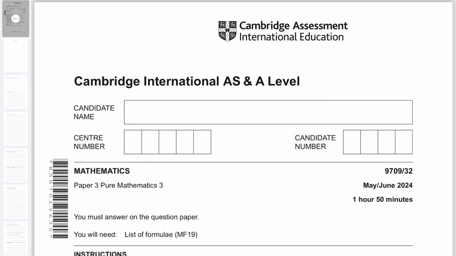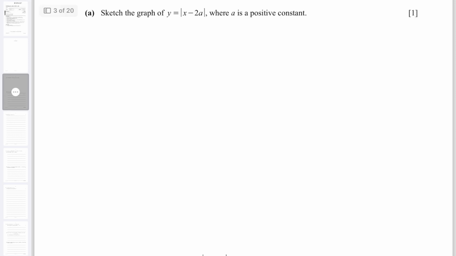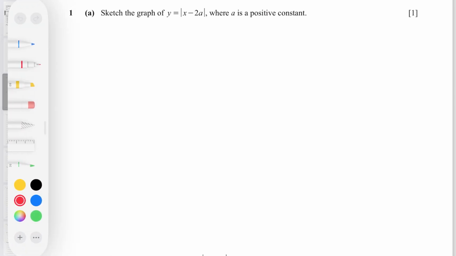So in today's class, I'm going to cover May-June 2024 paper 32. So let's start with the paper. Alright, so the first question says, sketch the graph of modulus x minus 2a.